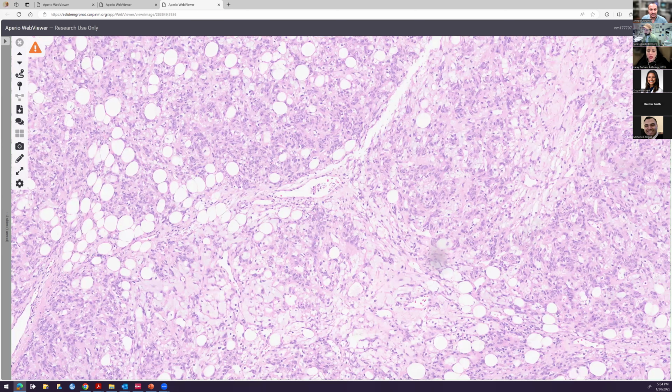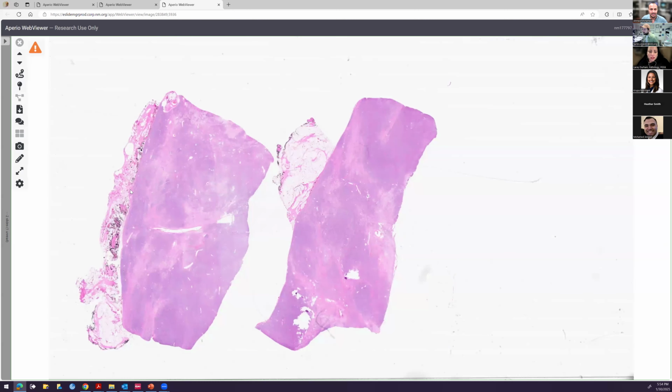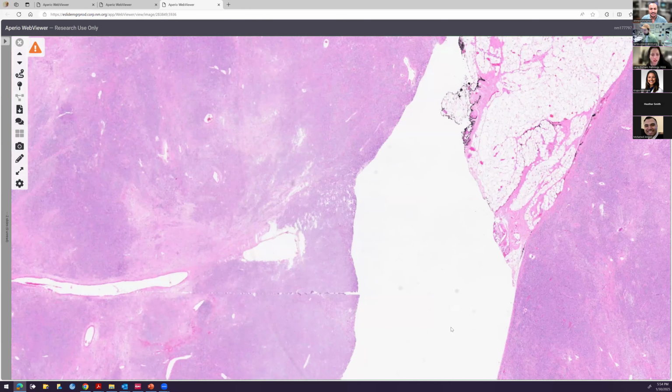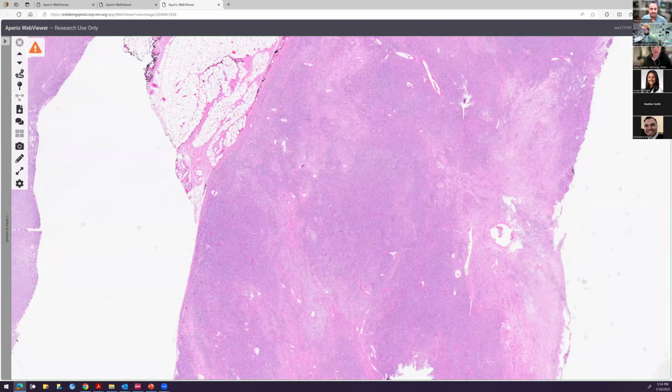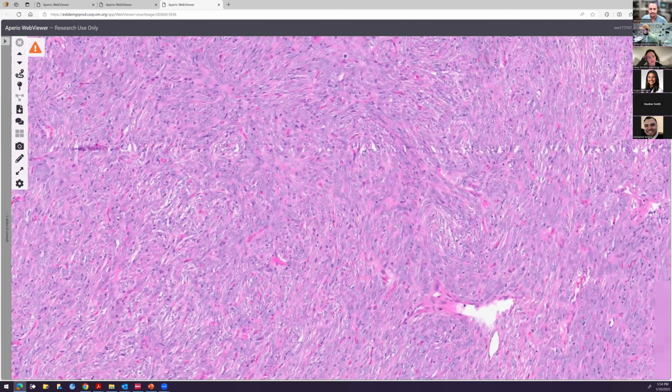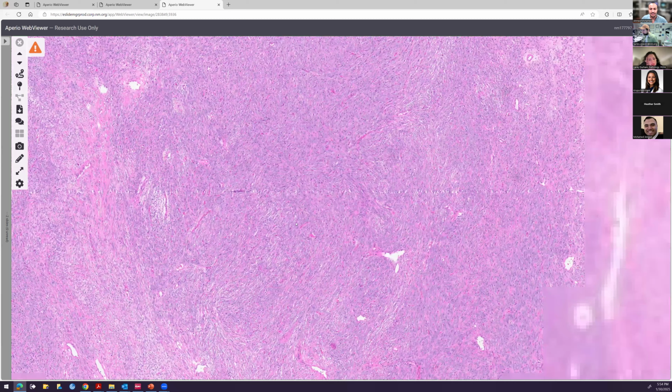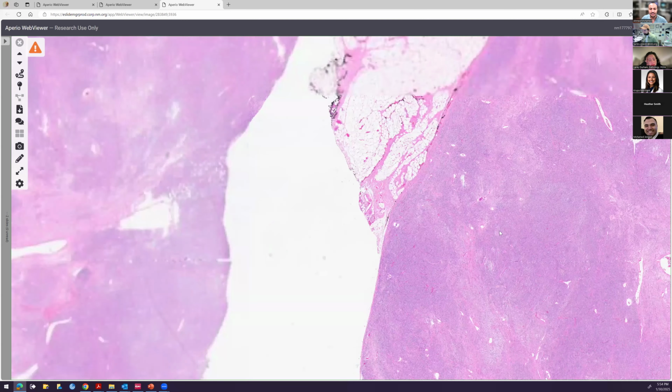Okay, and then I think this one is an example of a dedifferentiated SFT. And you can see that, let me see if I can find the pleomorphic area.